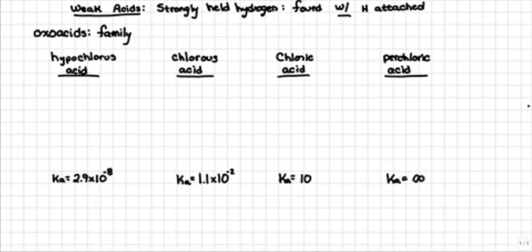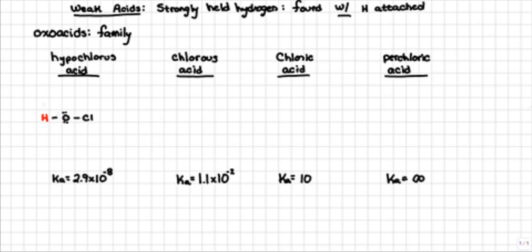This family of oxoacids is important because it will demonstrate how other factors, other than bond length and bond polarity, can affect the strength of an acid. And we'll begin with hypochlorous acid. Hypochlorous acid is a monoprotic acid with a single ionizable hydrogen that happens to be attached to an oxygen atom and to a chlorine atom, just like that.